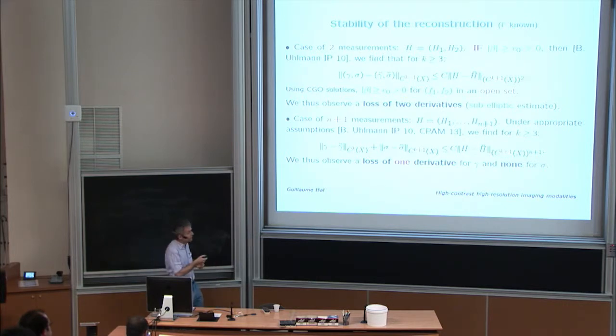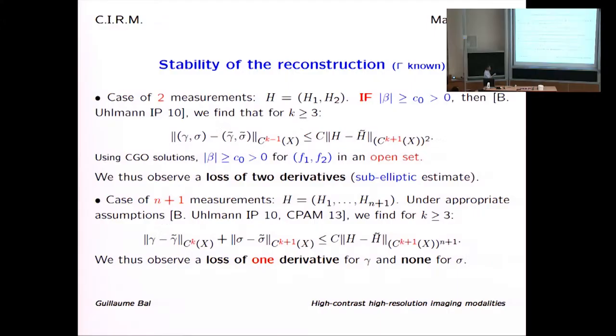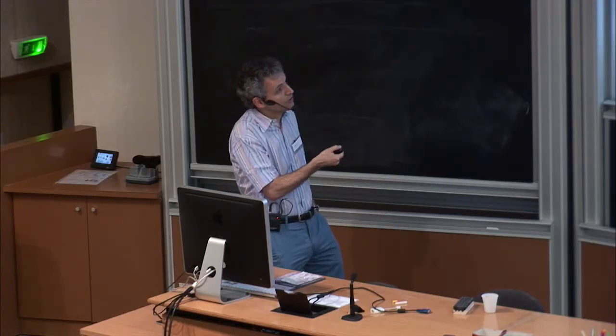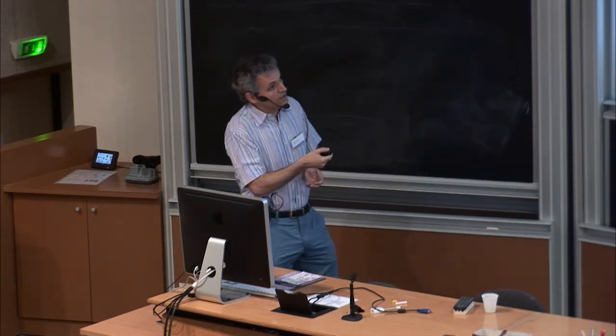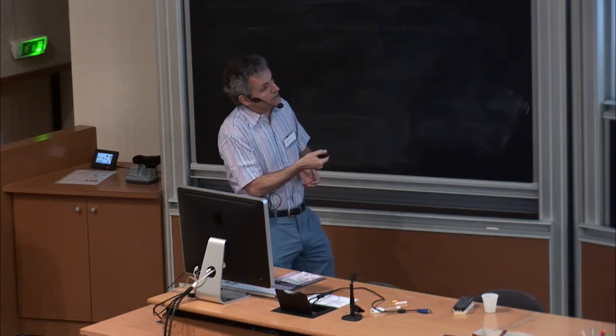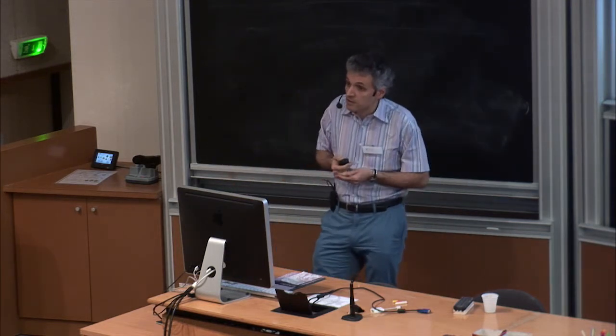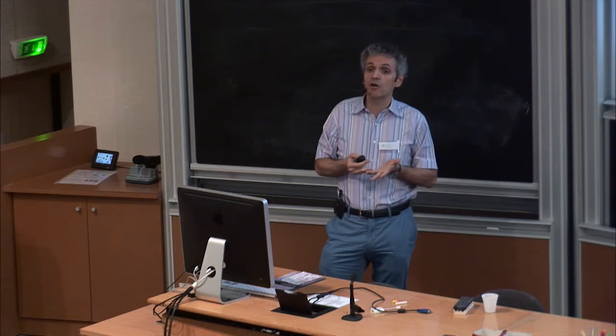And here's the result that tells us that if you have not 2, but n plus 1 measurements, where n is dimension, and that's also something that's optimal. We need n plus 1 measurements. Then we can reconstruct the same gamma and sigma. This is now an overdetermined problem. We have more information than necessary. We still reconstruct 2 coefficients, but we have, say, 4 data in 3 dimensions. Then you see that we don't lose any derivative in sigma anymore, and we lose 1 derivative in gamma. So it's much better stability estimates. And those estimates are now optimal.